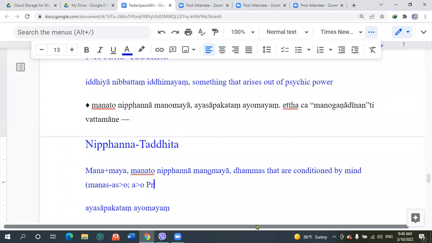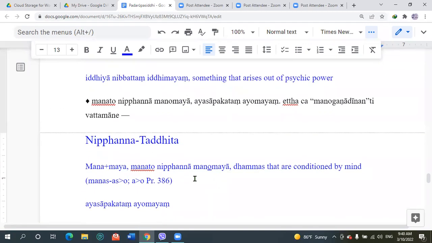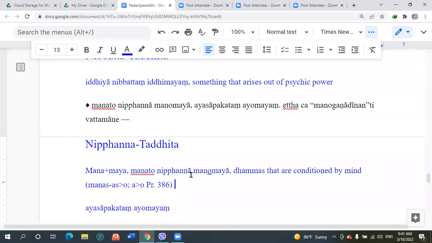Now this sutta, Padarūpasiddhi, 3A6 sutta. In fact, in the Kachagana, this sutta 3A6 appears in the Nama chapter of the Kachagana. In the Padarūpasiddhi, it is in the Taddhita chapter. In the Nama chapter it appears in the monogonary group. Manodhatu, etc. The as changes to O.